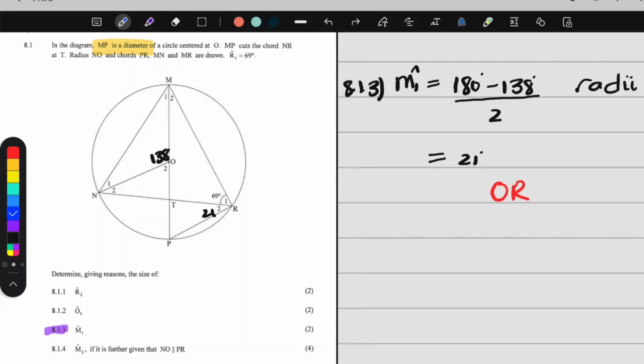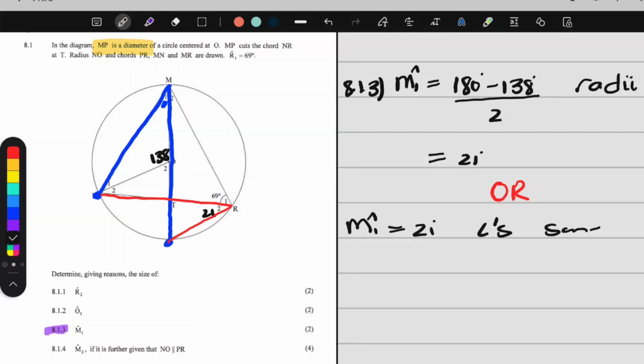Another way to do this question was I go to M1 and I go down until I get to the circumference. There it hits N and it hits P. But N and P can also go somewhere else. N can go here and P can go there. Do you see the butterfly? Angles in the same segment. So M1 is also 21 degrees. Angles in the same segment.